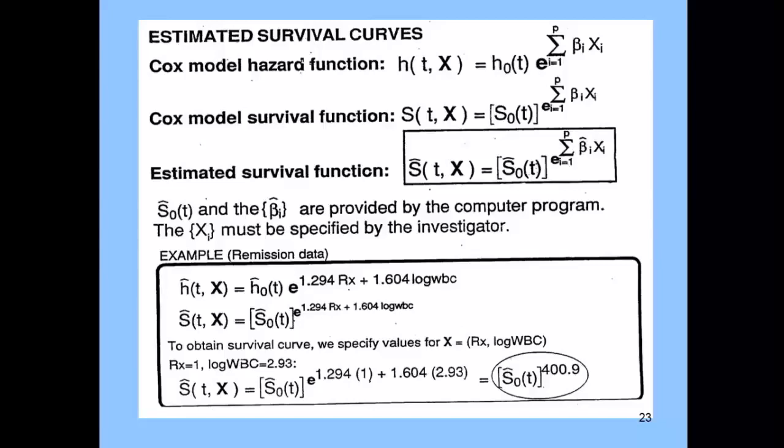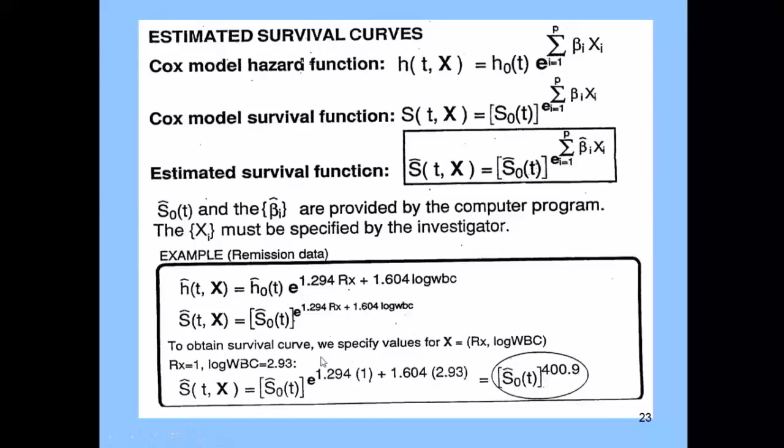Now, for example, again, here's the remission time. This is model 2. Okay? So that's the formula for the hazard function for model 2. We already saw it. This is the formula for the corresponding survivor curve for model 2. I haven't written an expression for this, but this is what it would be if that's the baseline hazard, and it's e to the 1.294 rx plus 1.604 times log y plus that.